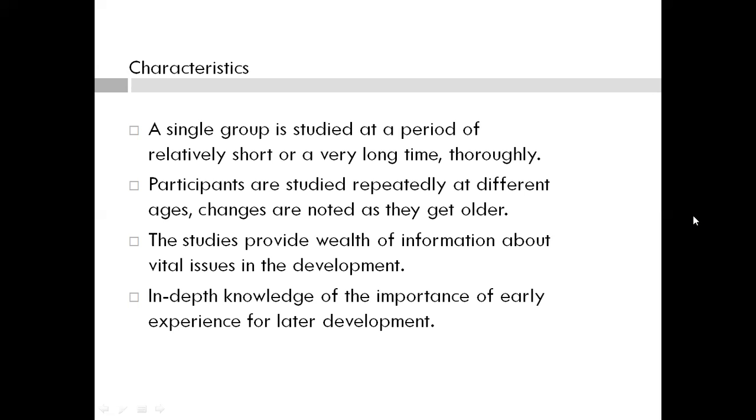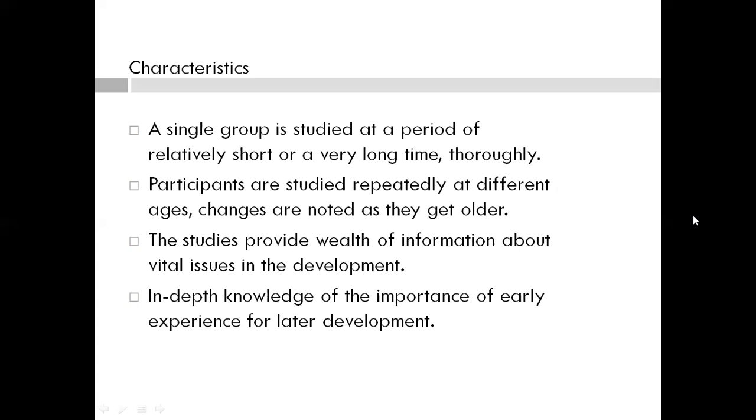It can also be said that researchers look over a long period of time, and during that time they collect data or evidence to see if they can find some sort of patterns or links to an individual's behavior over time. As the time can be extended, the researchers are able to get in-depth knowledge of the importance of early experience for later development.